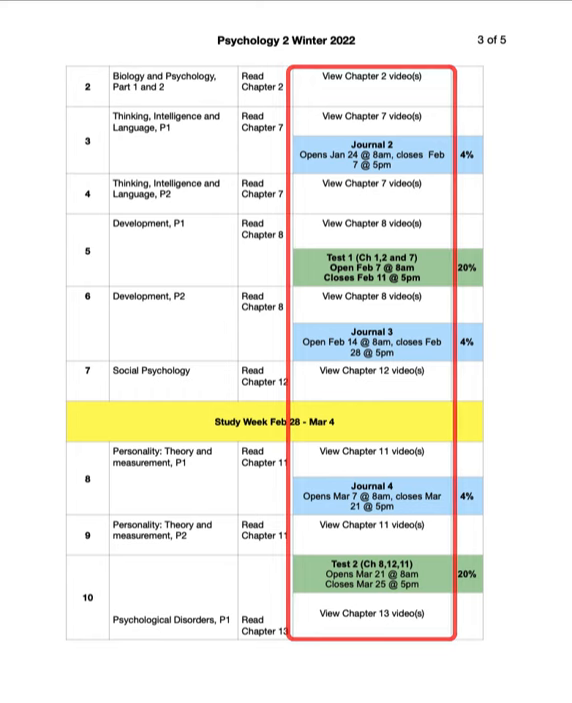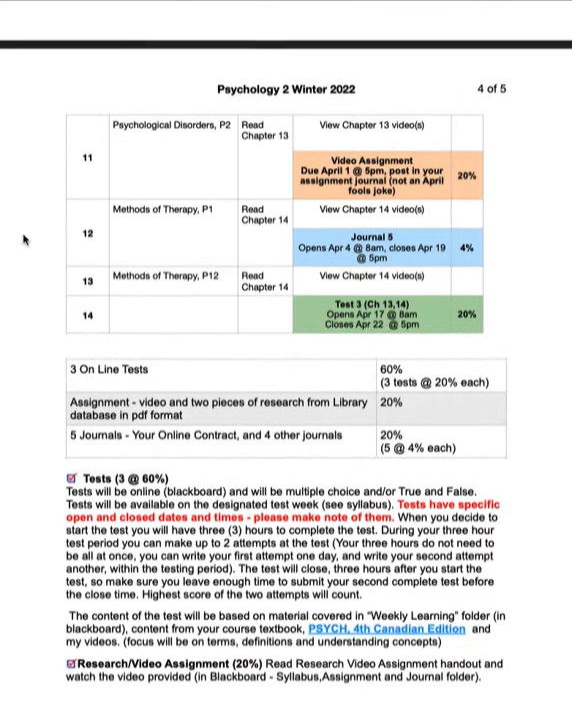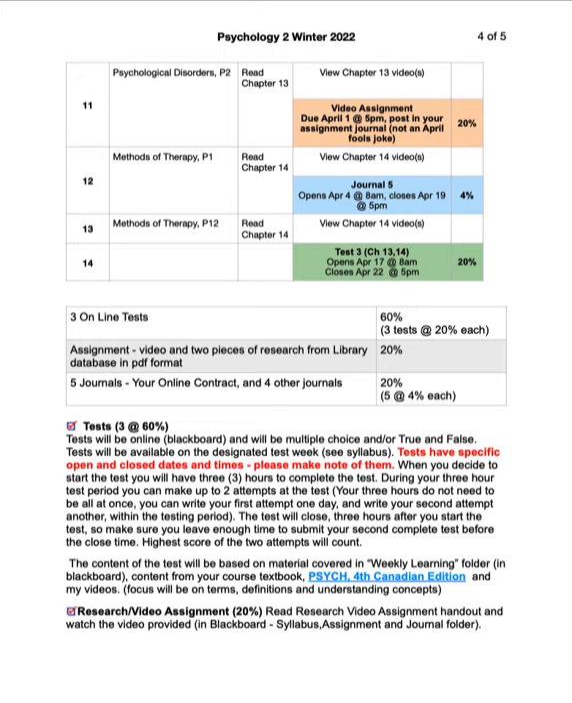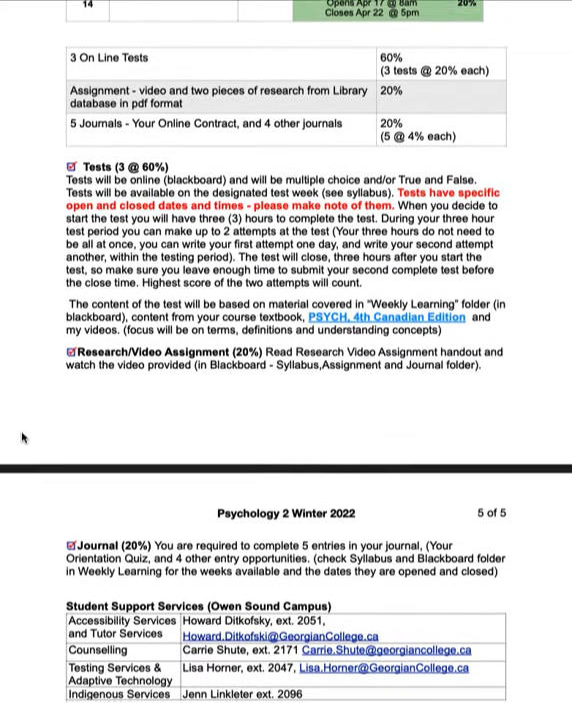Let's scroll down to page 4. Now on page 4, there's where your video assignment is due, and I'm sorry that it's on April 1st, and no, it's not an April Fool's joke. Legitimately, that's when the video assignment is due. Now what follows beneath is just a summary of what's expected in the course from you. You've got 3 tests, 1 assignment, and 5 journals. And then what follows is just a breakdown of each of the components as to what they are roughly.